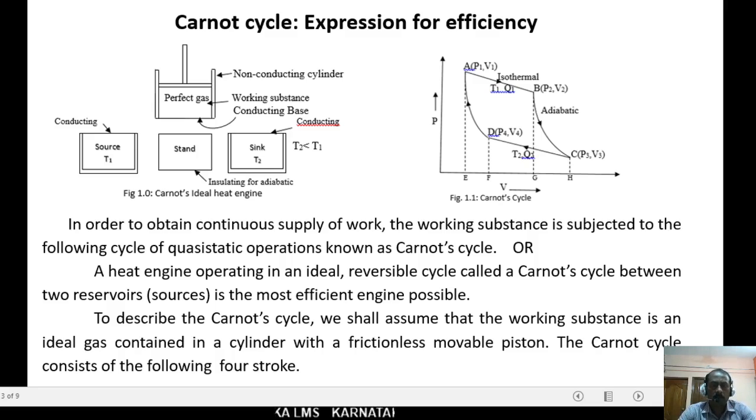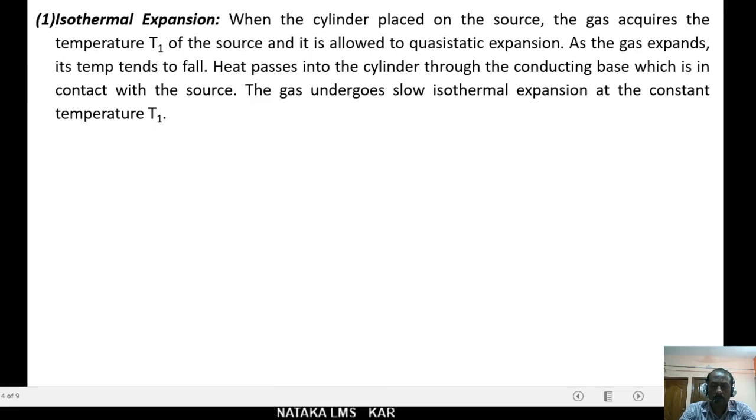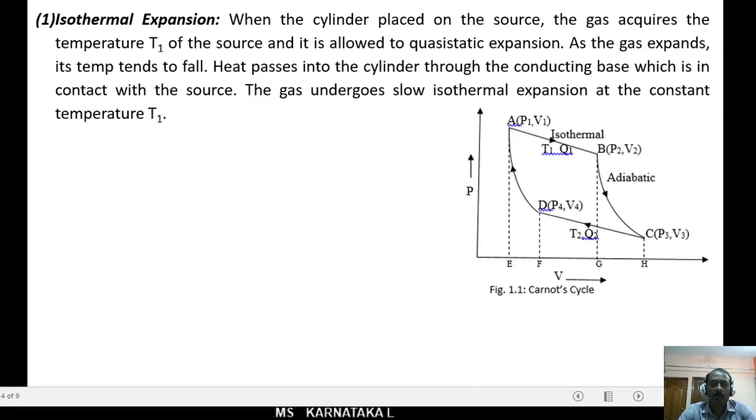Let us see these four strokes one by one by referring to this Carnot cycle here. First one is isothermal expansion.